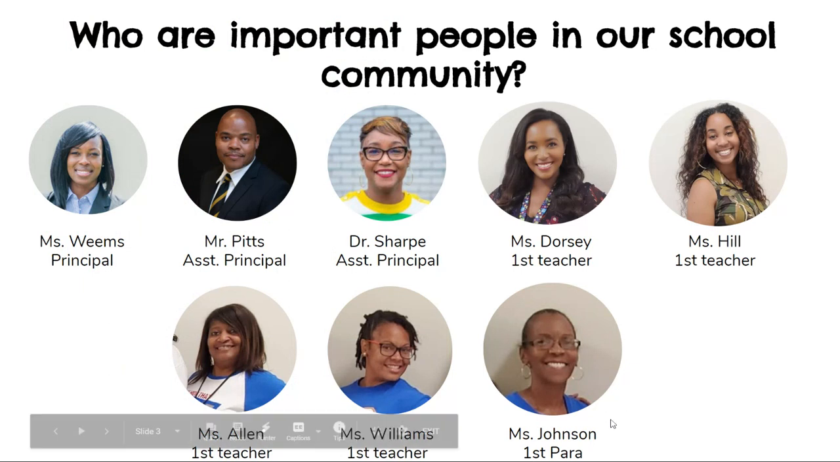Here are some of the important people in our school community. We have Miss Weems, our principal, Mr. Pitts, our assistant principal, Dr. Sharp, the assistant principal, Miss Dorsey, me, your first grade teacher, Miss Hill, Miss Allen, Miss Williams, and Miss Johnson, who are also your first grade teachers.